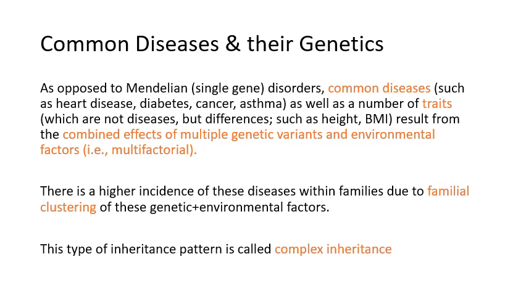cancer, asthma, as well as a number of traits. Traits, by definition, are not necessarily diseases, but there are differences such as height. So, some people could be short and some people could be tall, and this is all genetic traits. And also, body mass index, for instance, could be a genetic trait. These result from combined effects of multiple genetic variants and environmental factors.